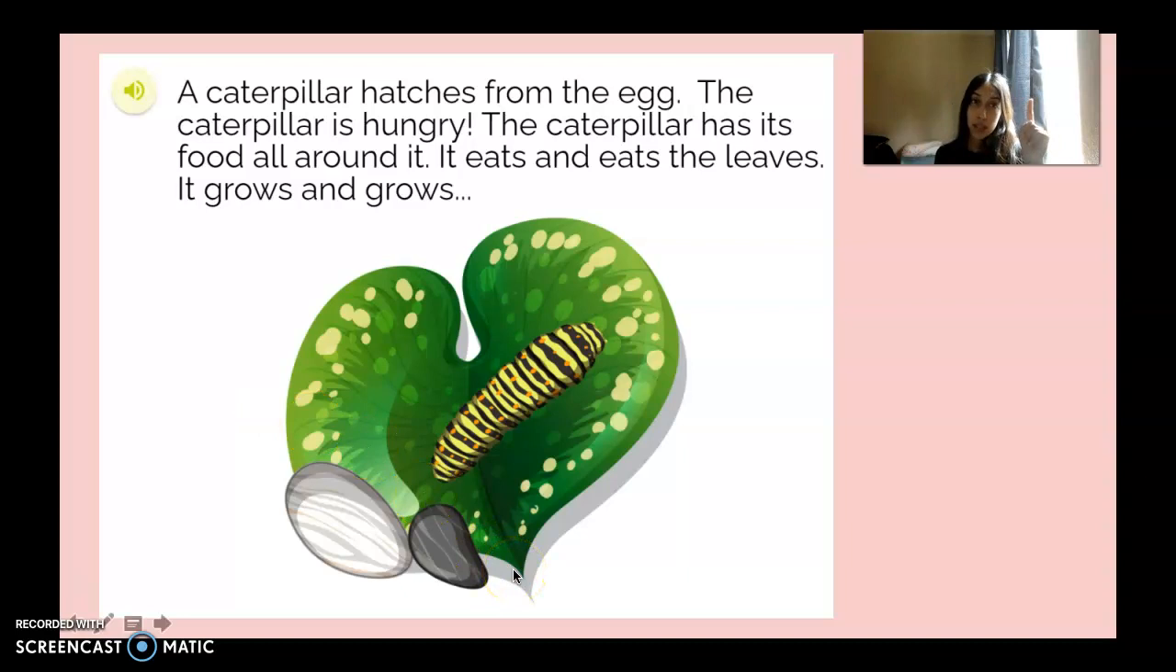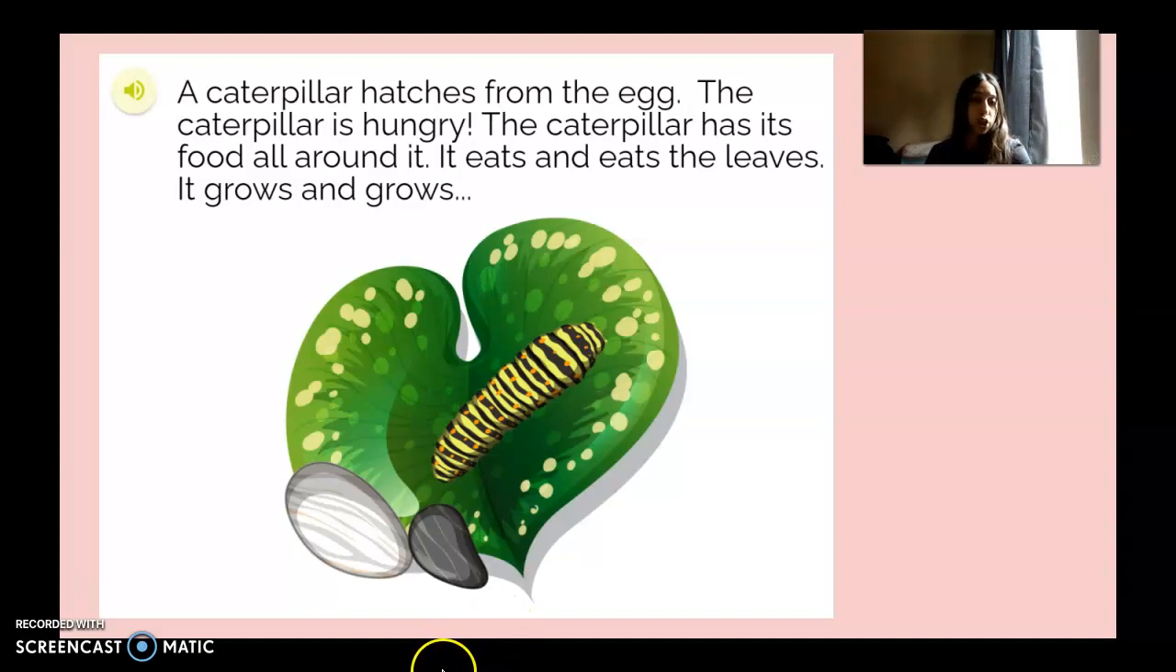So 1 is they're an egg. Second step, a caterpillar. After it comes out of its egg, after it hatches, it's hungry, and the caterpillar has food all around it since it was laid on a leaf. There's a bunch of leaves around it. The caterpillar hatches, and it eats the leaves, and it grows. So while it's eating those leaves, it's getting bigger, it's getting muscle. Our caterpillar is eating and eating and eating.